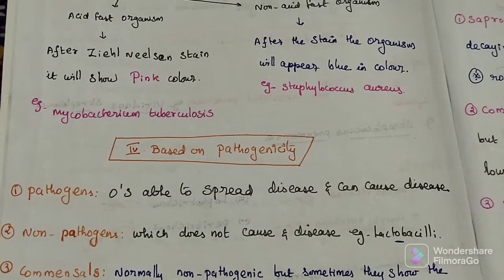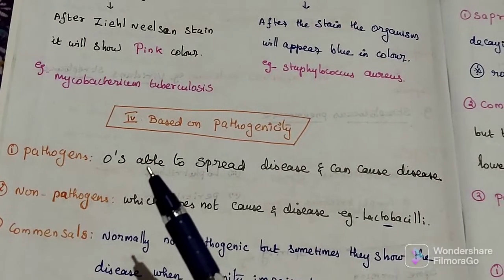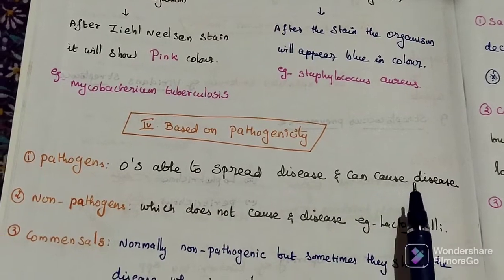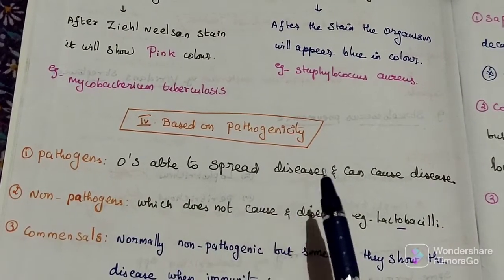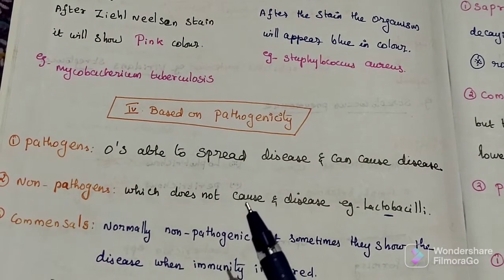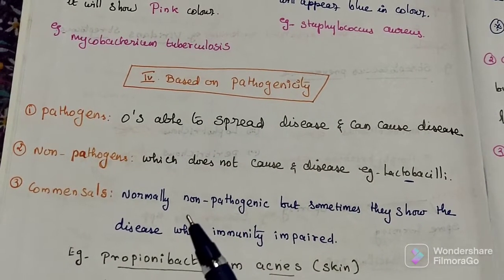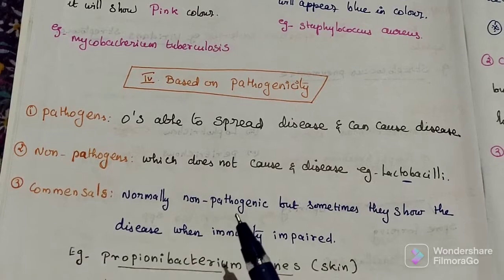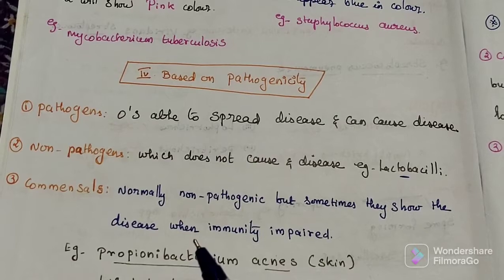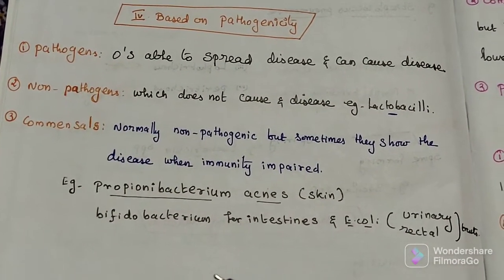Then based on their pathogenicity, that means disease causing ability. A pathogen means an organism able to spread and cause diseases. Non-pathogen means the organism doesn't cause any diseases. Example, lactobacilli. Commensals are normally non-pathogenic, but sometimes they will cause diseases. When our immune system is low, only then do they cause infection or disease.